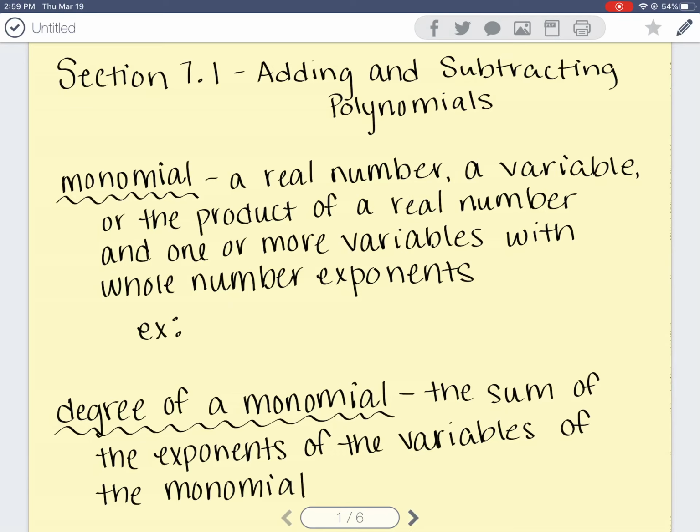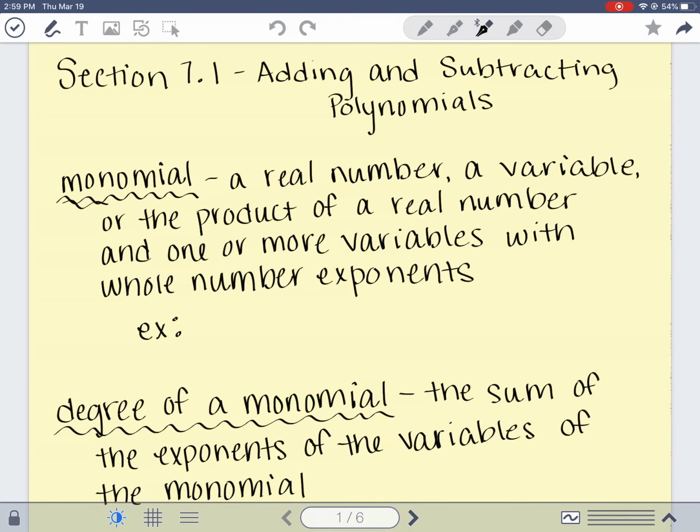All right, so first thing is a monomial. A monomial is a real number, a variable, or the product of a real number and one or more variables with a whole number exponent. All that means is a monomial might be the number 8. It might be x. It could be 3x squared. It could be 5x squared y to the third power. Okay, all of those are considered monomials.